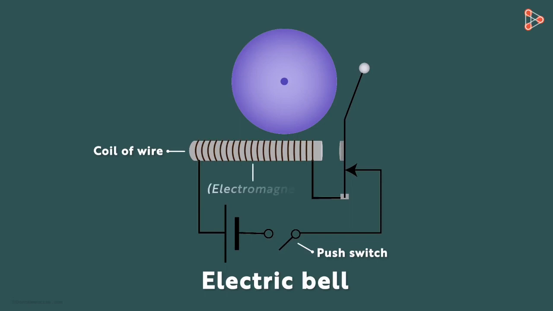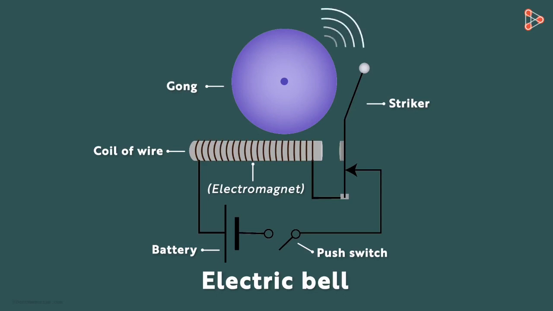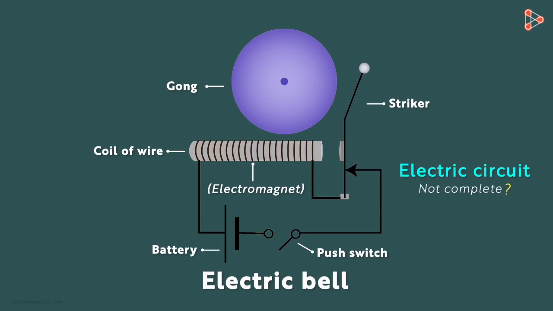So it will act as an electromagnet when the electric current flows through the circuit. This is a battery and this is a striker which strikes this gong. That's when we hear the sound. So we can see that this is a circuit that can be formed. It's not complete. Why is it not complete? Well, we haven't pressed the switch yet. When we push the button, this circuit gets completed and the current flows from the positive to the negative terminal.